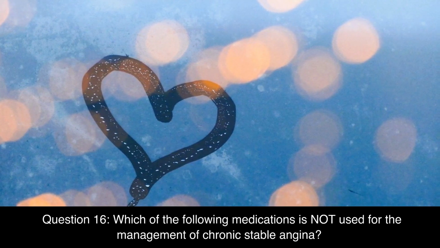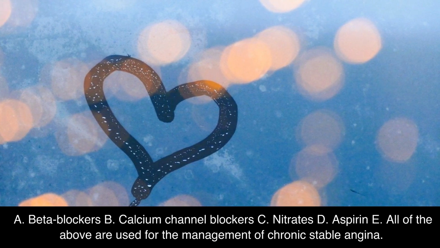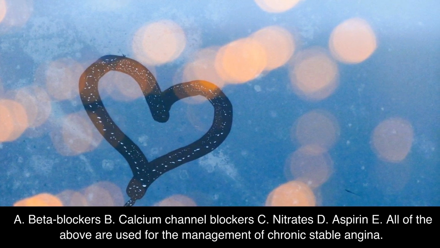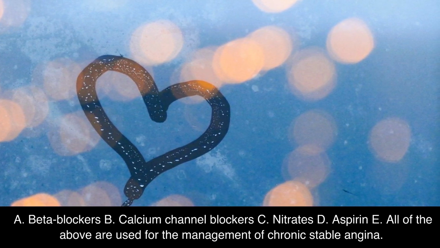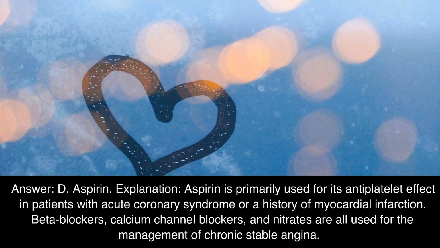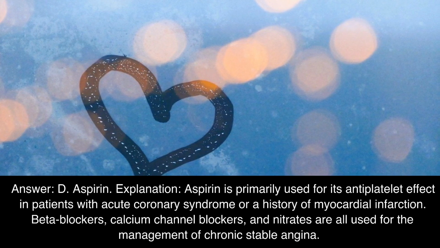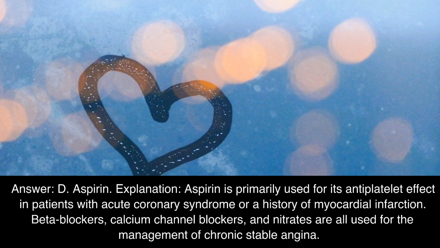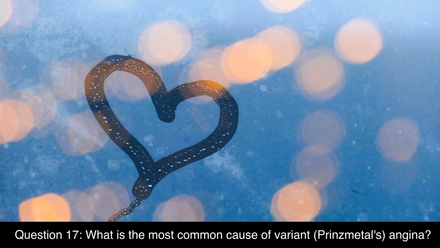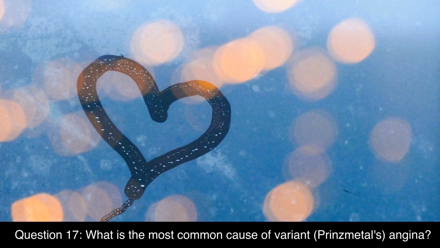Question 16. Which of the following medications is not used for the management of chronic stable angina? A. Beta blockers. B. Calcium channel blockers. C. Nitrates. D. Aspirin. E. All of the above are used for the management of chronic stable angina. Answer: D. Aspirin. Explanation: Aspirin is primarily used for its antiplatelet effect in patients with acute coronary syndrome or a history of myocardial infarction. Beta blockers, calcium channel blockers, and nitrates are all used for the management of chronic stable angina.